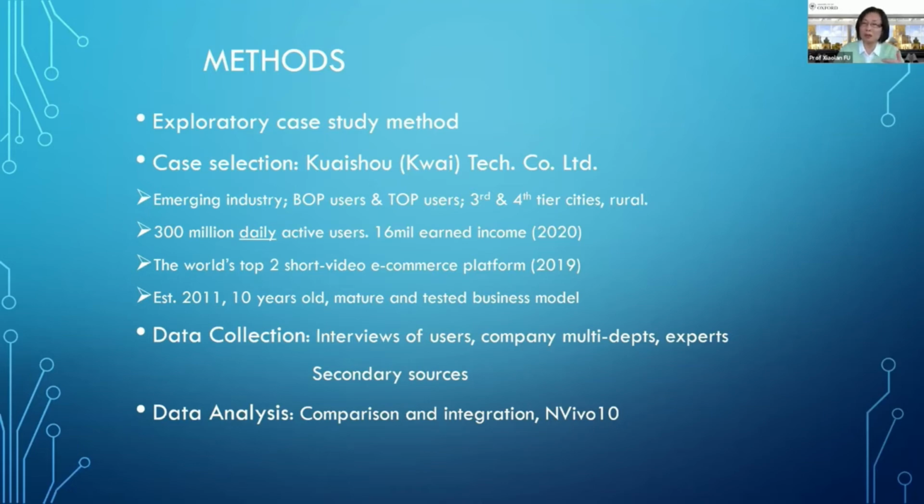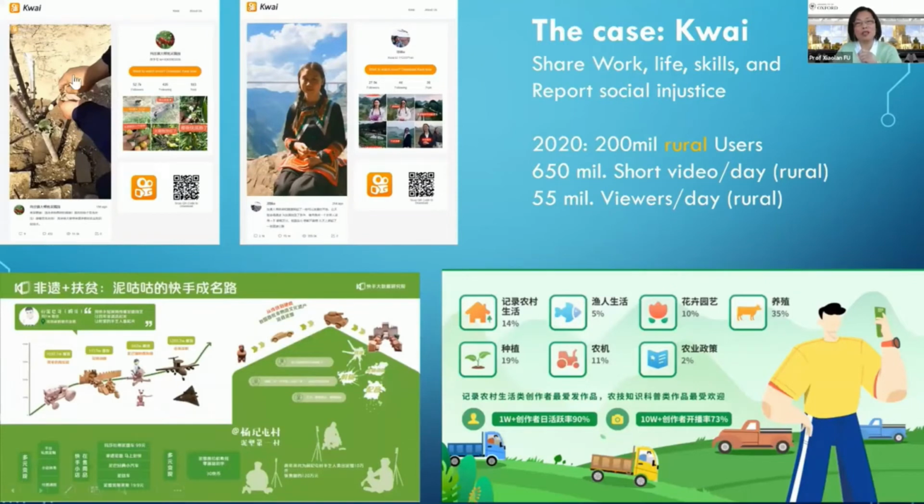And we did multiple interviews and expert interviews, and collected secondary data. This company, as I said, is a short video platform, and most of its users come from the rural society. In 2020, more than 200 million users came from the rural region of China. So more than 200 million residents in rural China use it. And they uploaded 650 million short videos every day, and every day there are 55 million viewers from rural China.